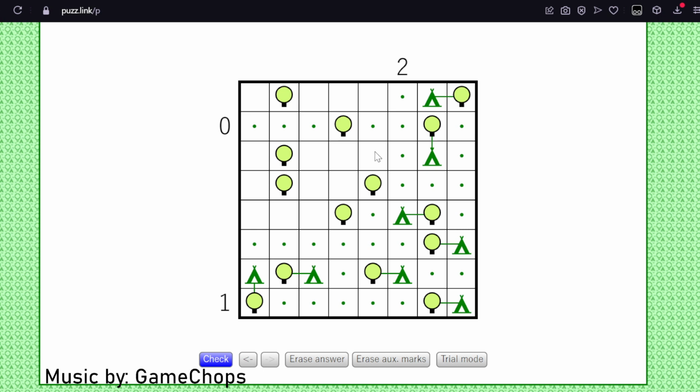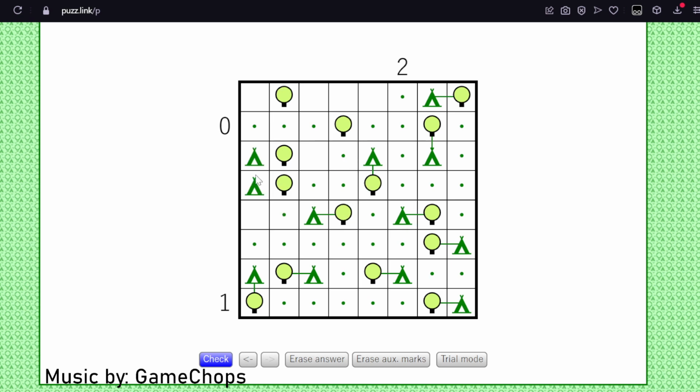And so, because this needs a tent here or there, and this needs a tent here or there, we can say that they need separate tents. So they cannot share a tent here. If this is a tent, then both of those are not tents, and then this tent has to be shared by each tree, which isn't possible. So this can't be a tent. The tent for each tree must be on the other side. And then we can mark those as empty.